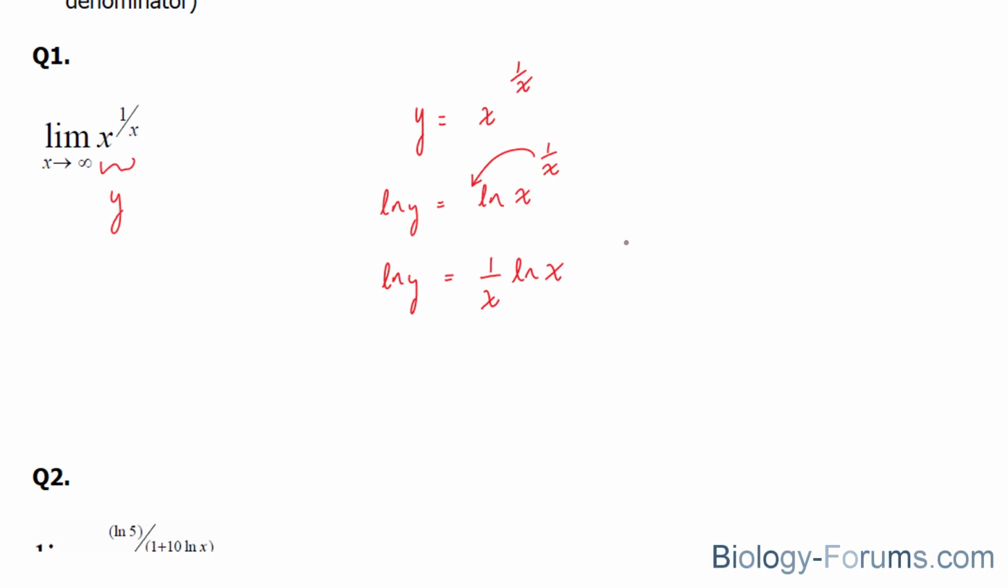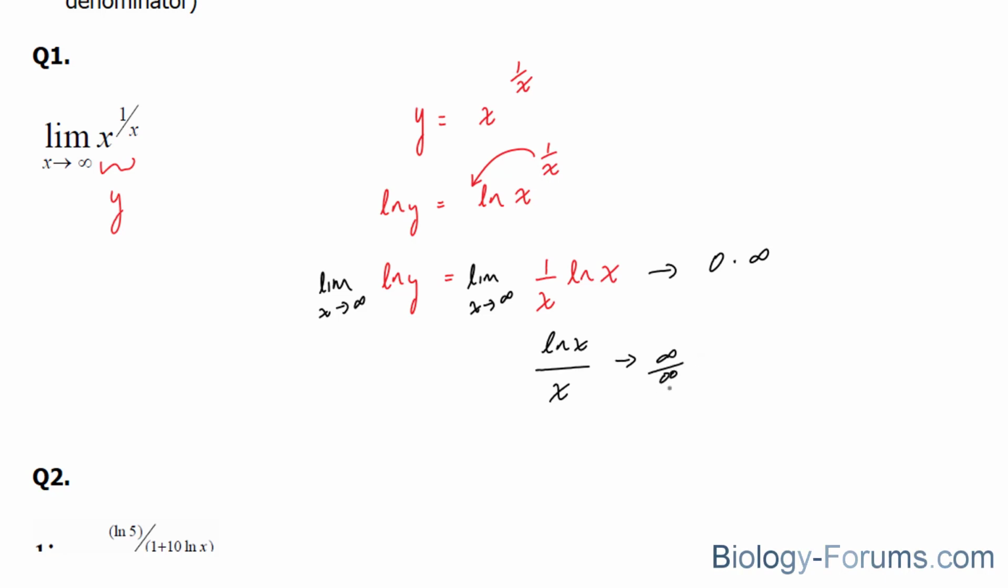Technically, what we're supposed to do right now is take the limit of both sides. So I'm going to write down a limit on this side and also a limit here. If we take the limit right now, you end up with 1 over infinity, which is 0, and ln infinity, which leads to infinity, and this would give you a scenario where you have 0 times infinity. Similarly, if we rearrange this as ln x over x, we get a situation where you have infinity over infinity. So how do we tackle this?